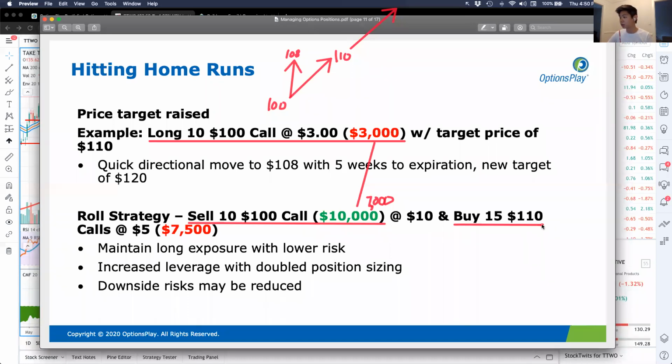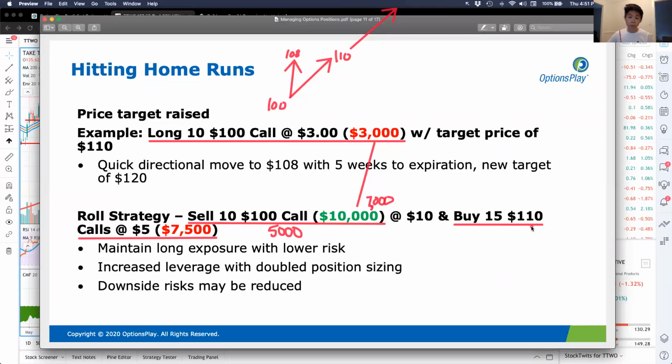I'm going to buy 15 contracts with the 110 calls, because at this point I can spend $7,500 to buy 15 contracts. So I'm increasing my leverage. I'm buying a higher call option, and it only costs me $7,500. Remember, I'm bringing in a $10,000 credit to sell these contracts, and I'm only spending $7,500. So now I've taken almost all of the risk off the table. My only risk on this entire trade originally was $3,000, and it is now only $500, because I made a $7,000 profit and I spent $7,500 of that to buy 15 contracts.